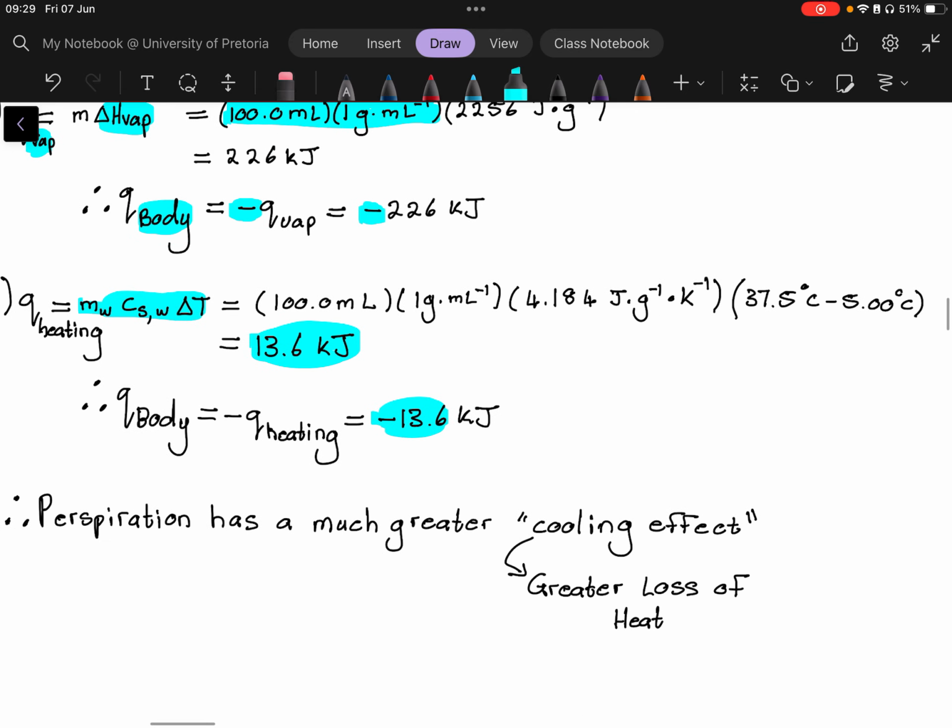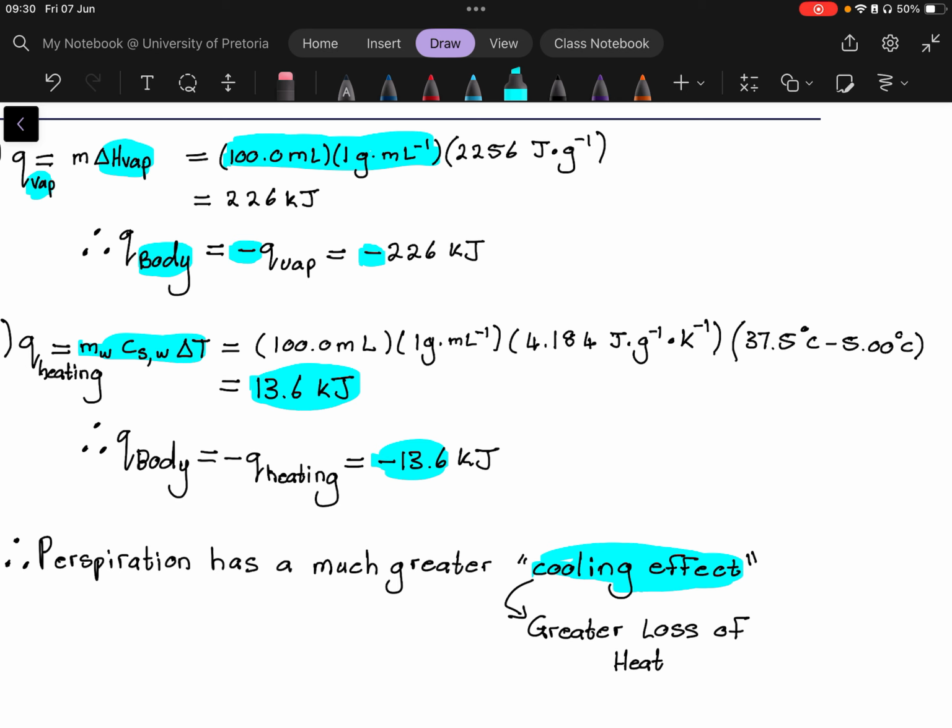Therefore, the perspiration, of course, has a much greater cooling effect than drinking water because it creates a greater loss in heat. You can see it's a much greater loss, by almost a factor of 20, 18 maybe, greater than drinking water. That's why your body sweats and you don't just drink water. This is, of course, a very summative explanation, but it's in general why your body sweats and why sweating is a very good mechanism for your body to cool you. But that's the idea here.